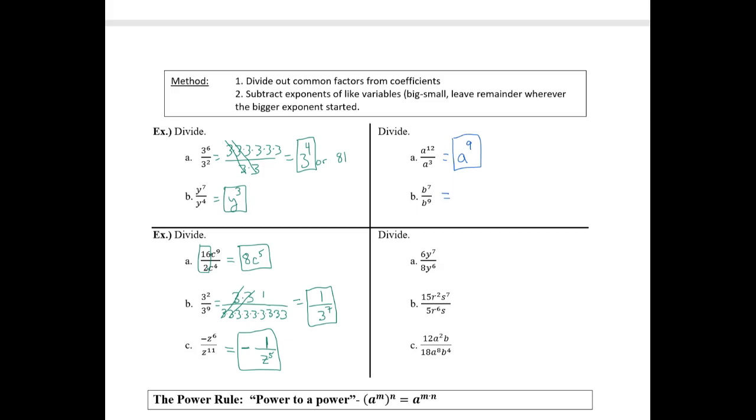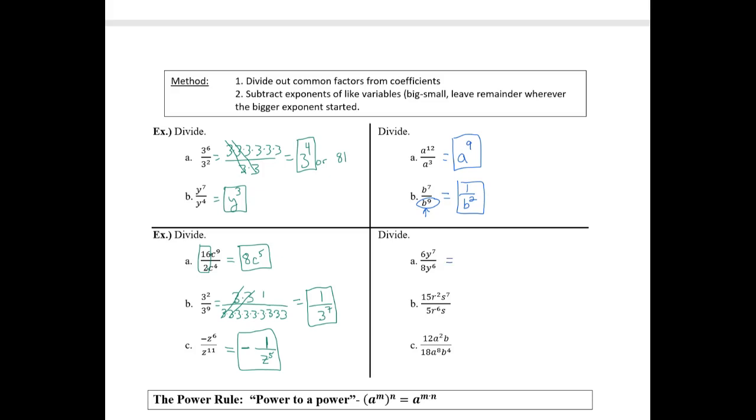Next example, I have more b's in the denominator. So I'm still going to subtract. 9 minus 7 is 2, but those 2 end up in the denominator. So 1 over b squared. 7 of them would divide out, 2 would be left over. They stay in the denominator, since that's where there were more.